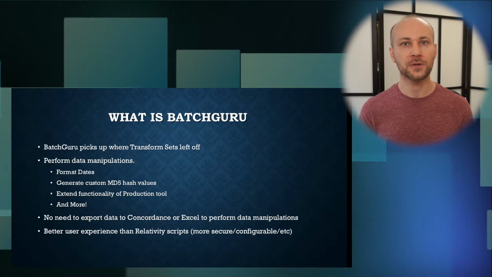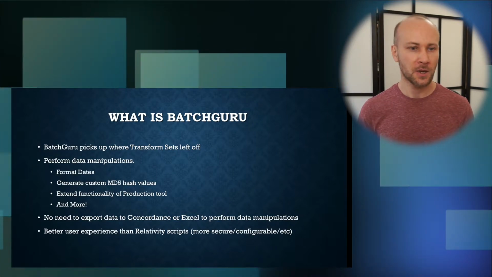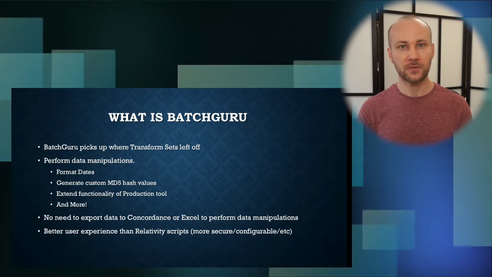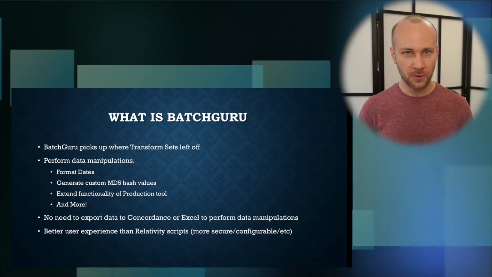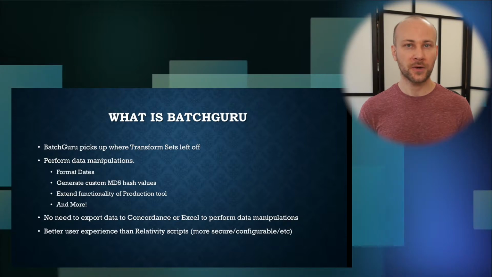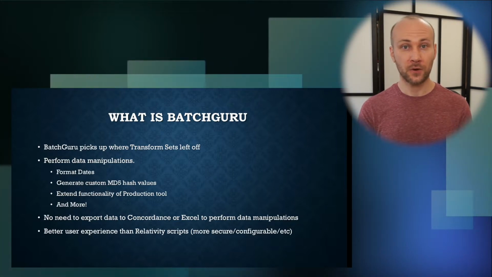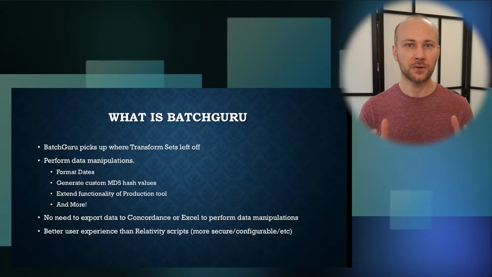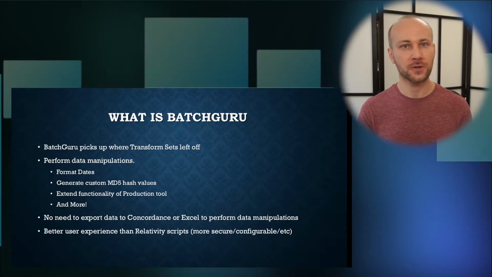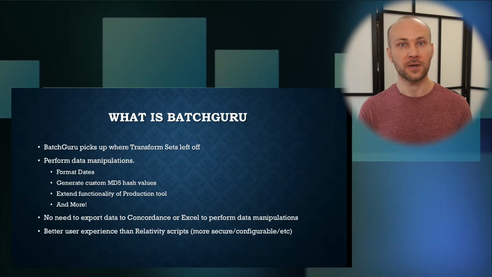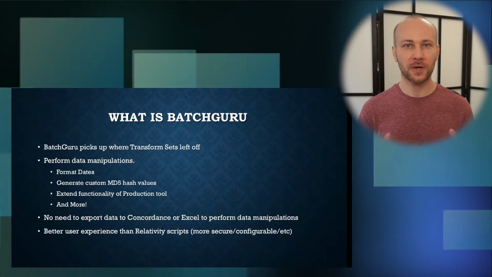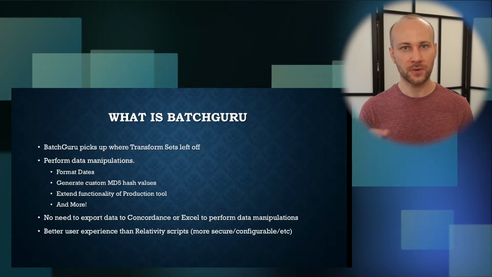The main purpose of BatchGuru is to perform data manipulations. So for example, we can format dates, we can generate custom hash values, we can even export files to a server, or we can extend functionality of a production tool to automatically generate fields that are required, for example, for SEC. And the best part about doing data manipulation right within Relativity is you don't have to export data out to Concordance or Excel and tinker around in there. You get to do everything inside Relativity. And this overall results in a better user experience and more consistent results.